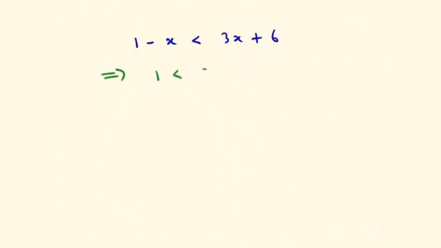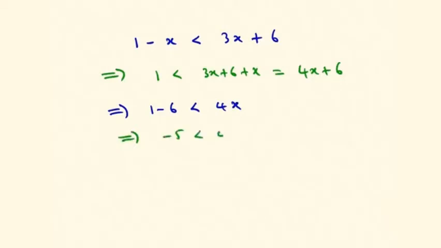I could, for example, add x to both sides, which becomes 4x plus 6 on the right-hand side. Adding x doesn't change the inequality. And then I could subtract 6 from both sides, which also doesn't change the inequality. 1 minus 6 is minus 5.